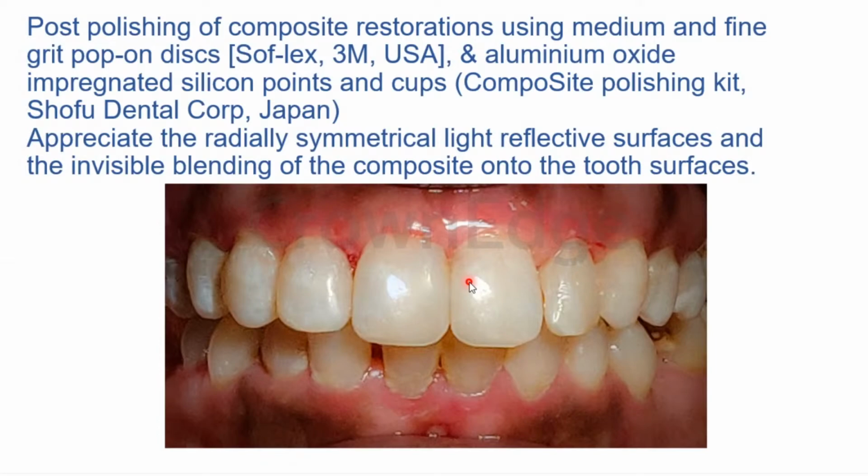If it was a posterior composite case, I would have used a better matrix, like a sectional matrix with a ring in place, in order to place the contacts better. Because this was an anterior case and our access is very good, we could go ahead and do a freehand. But in a posterior case, I would have used a good sectional matrix with a ring.